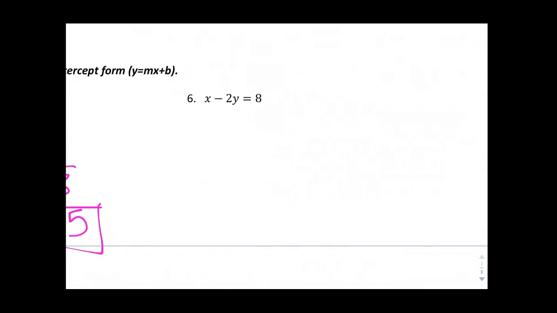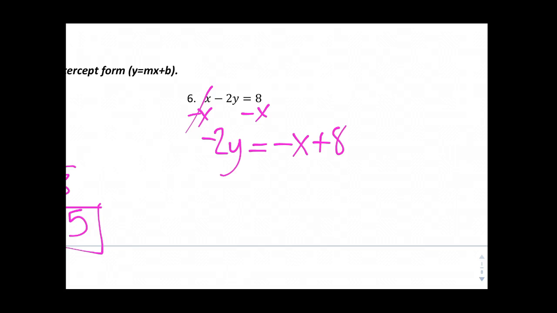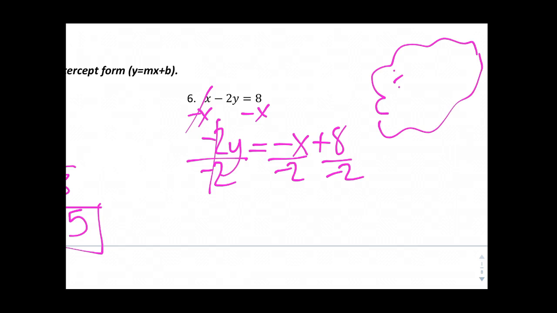Again, I'm trying to solve for y because I want it in y equals mx plus b form. So I'm going to subtract the x over, subtract the x over. I get negative 2y equals negative x plus 8. I divide by negative 2. Here you need to note that you change all the signs because you divide by a negative.